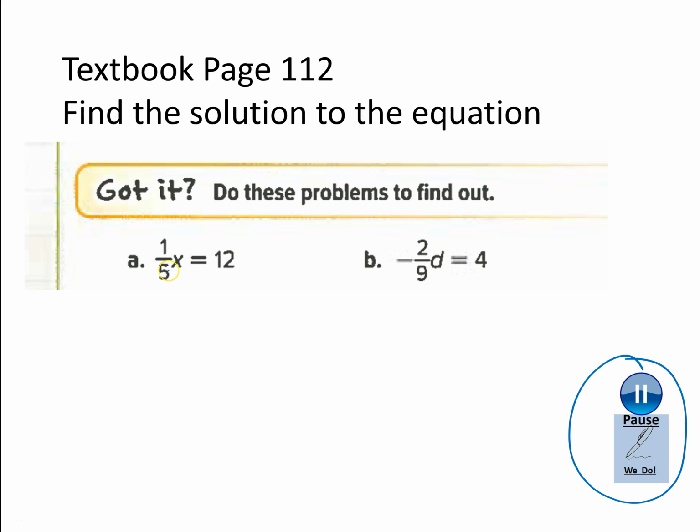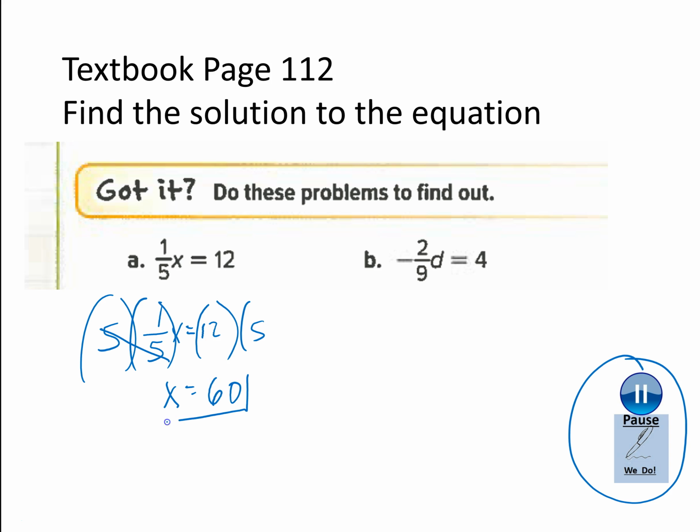So 1/5 times some number x is 12. How do I get x by itself? Well, I have to multiply both sides by the multiplicative inverse. So that's both sides by 5. This will cancel out. I have 1x left, and that's 60. This is my solution.